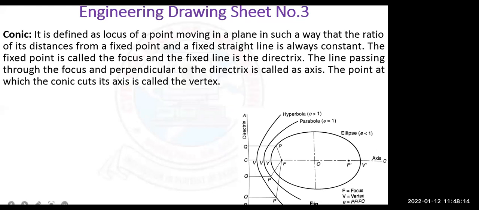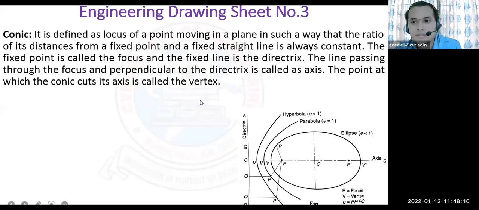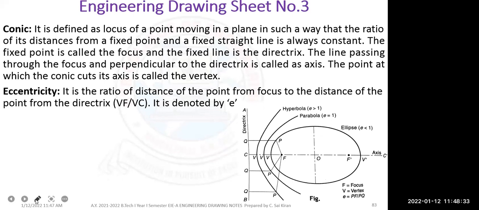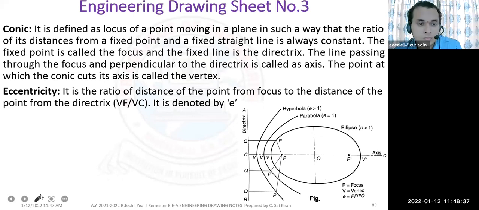Sir, you didn't tell us the third question. The third question is the same thing. Instead of dividing here, we give the CV distance as 2 parts and the VF distance as 3 parts. It is the same thing; it just depends upon the eccentricity. Okay, I will explain once again.